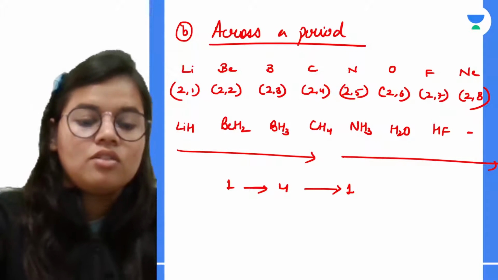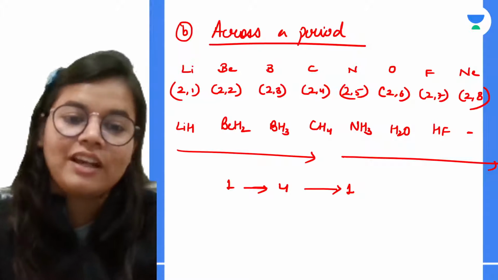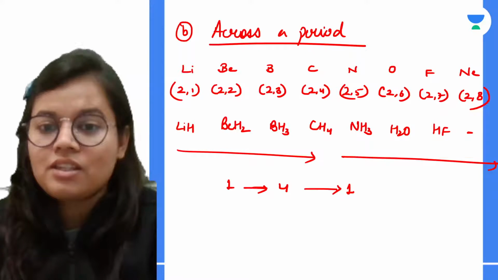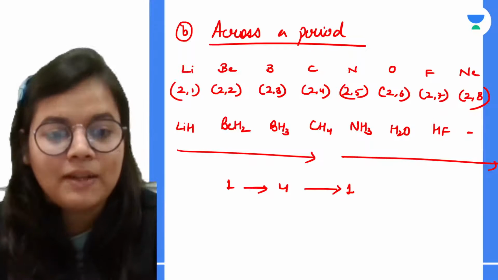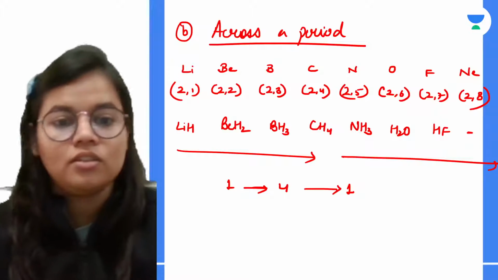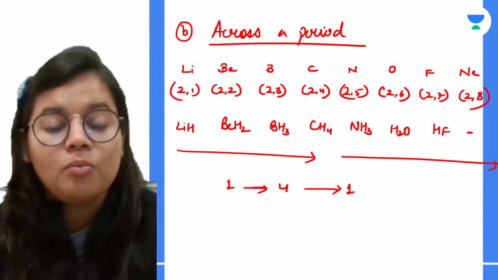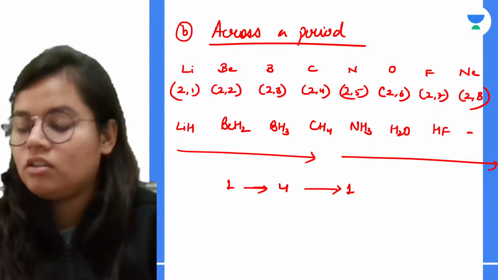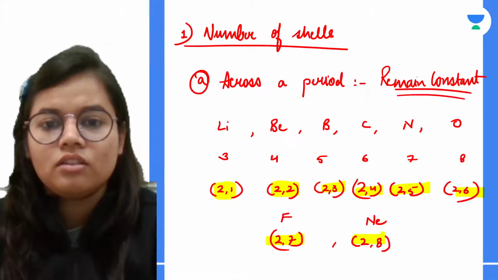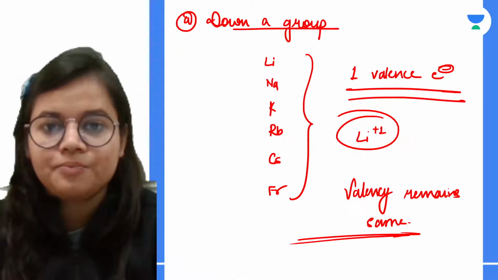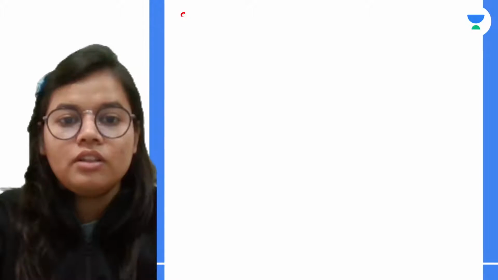Got it? So Mr. MKS, of course your answer was correct, but if the explanation is asked, you have to explain it in this way. Understood? Chaliye. So I hope valency and what we have done, number of shells is clear. Okay. Now let's talk about the valence electrons.